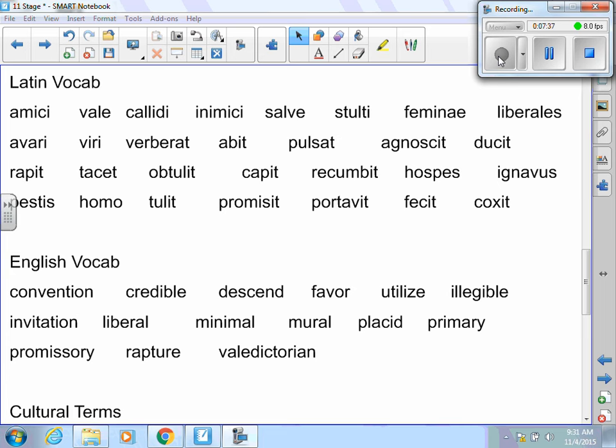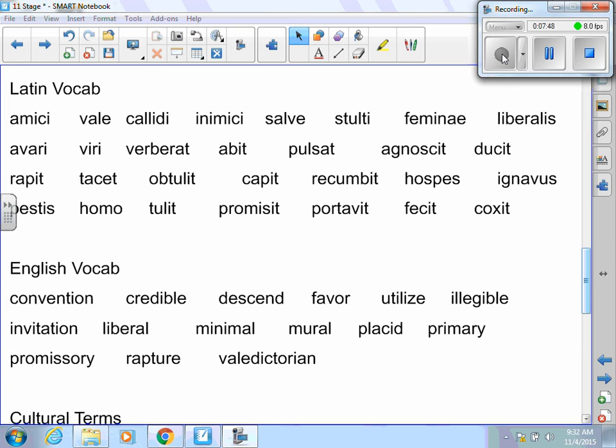salve hello, sulti is foolish, feminae is a girl, liberalis, that should be is, let me change that. There we go, liberalis is generous, avare is greedy, weary men, werberats to beat, abets to go away, pulsat to beat, agnosket not to know, ducat to lead away, rapit is to seize, tacit to be quiet, obtulit is to offer, capit is to seize, recumbits to lay down, hospice, friends, ignalis, ignorant. Let's move this over so you can see.